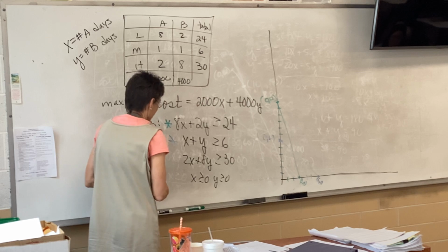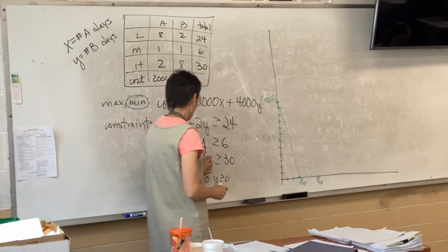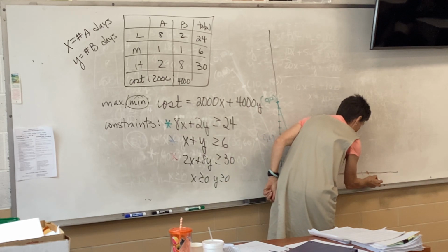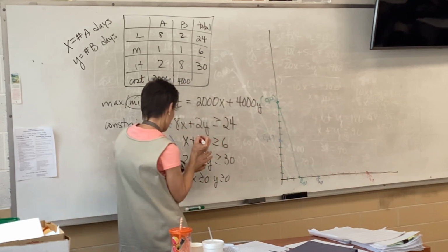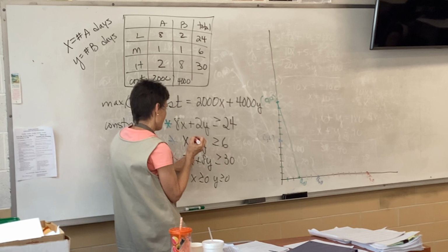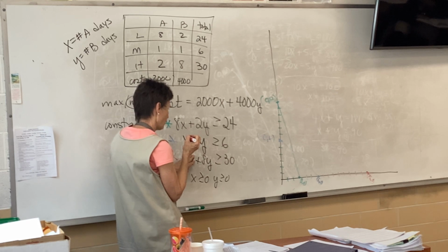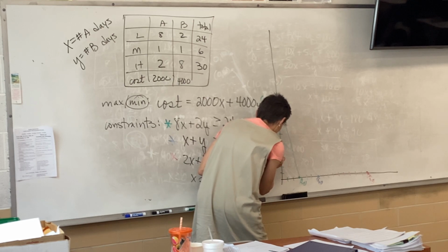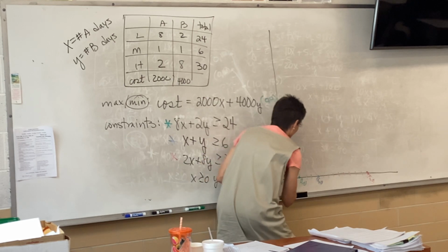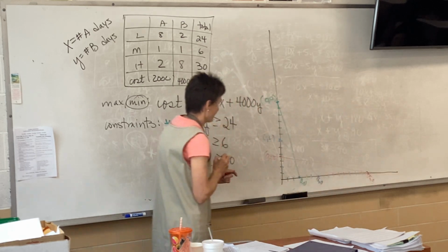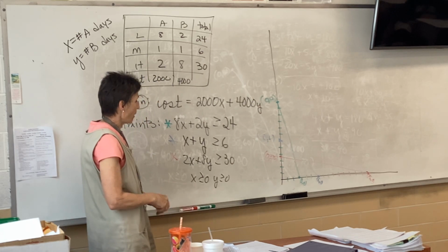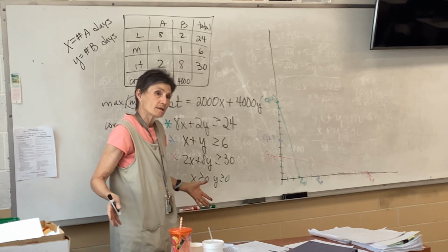And finally, if Y is 0, X is 15. And 30 divided by 8 is what? 15 over 4, like 3.75 or something like that. Now, all of those are shaded outward.